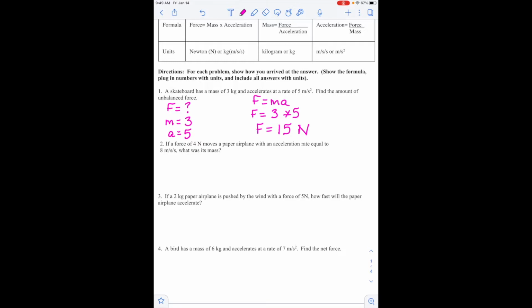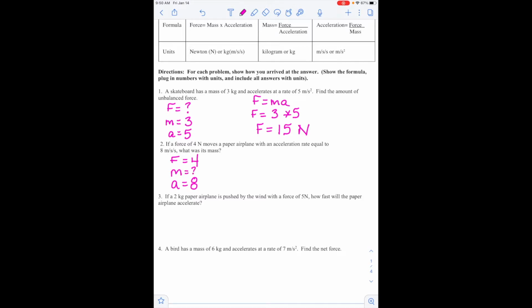Number 2, if a force of 4 newtons moves a paper airplane with an acceleration rate equal to 8 meters per second squared, what was its mass? I'm going to do the same thing over here. We know our force this time. Our force is 4. We know our acceleration, it is 8 meters per second squared, and we are looking for our mass.